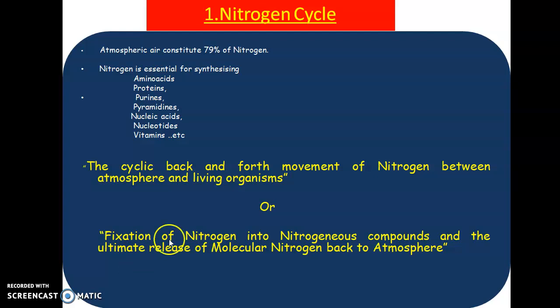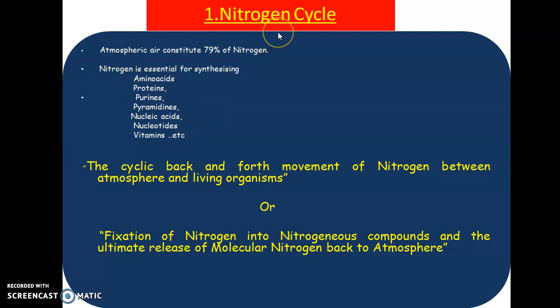We know that nitrogen is an important component of our atmospheric air, which constitutes about 79%. That is the most abundant chemical element in our air. And how is it useful? This is very essential for the synthesis of amino acids, proteins, purines, pyrimidines, nucleic acids, nucleotides, as well as vitamins. So for the formation of all these things, we need nitrogen.